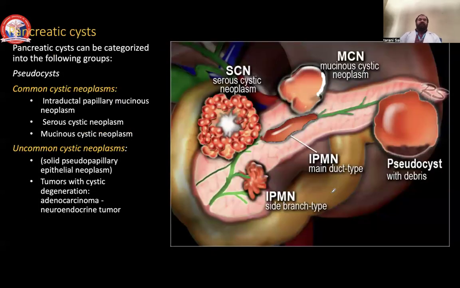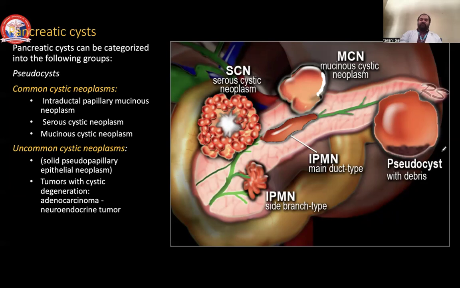Pancreatic cysts. Pancreatic cysts can be characterized into the following groups: pseudocyst, common cystic neoplasm, and uncommon. Common are IPMN, serous cystic neoplasm, and mucinous cystic neoplasm. Uncommon are SPEN, tumor with cystic degeneration, adenocarcinoma, and neuroendocrine tumor. And this is a graphical representation.